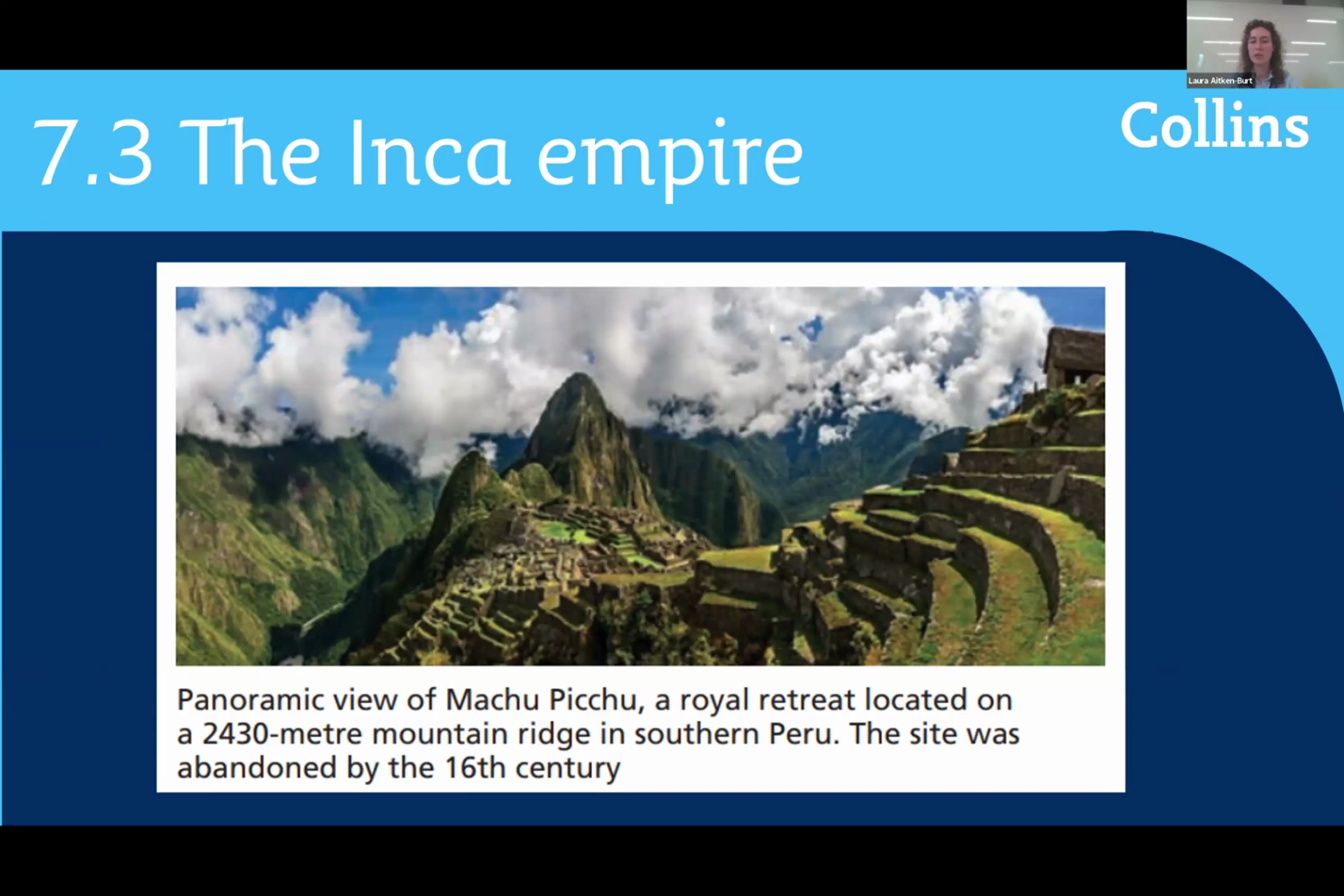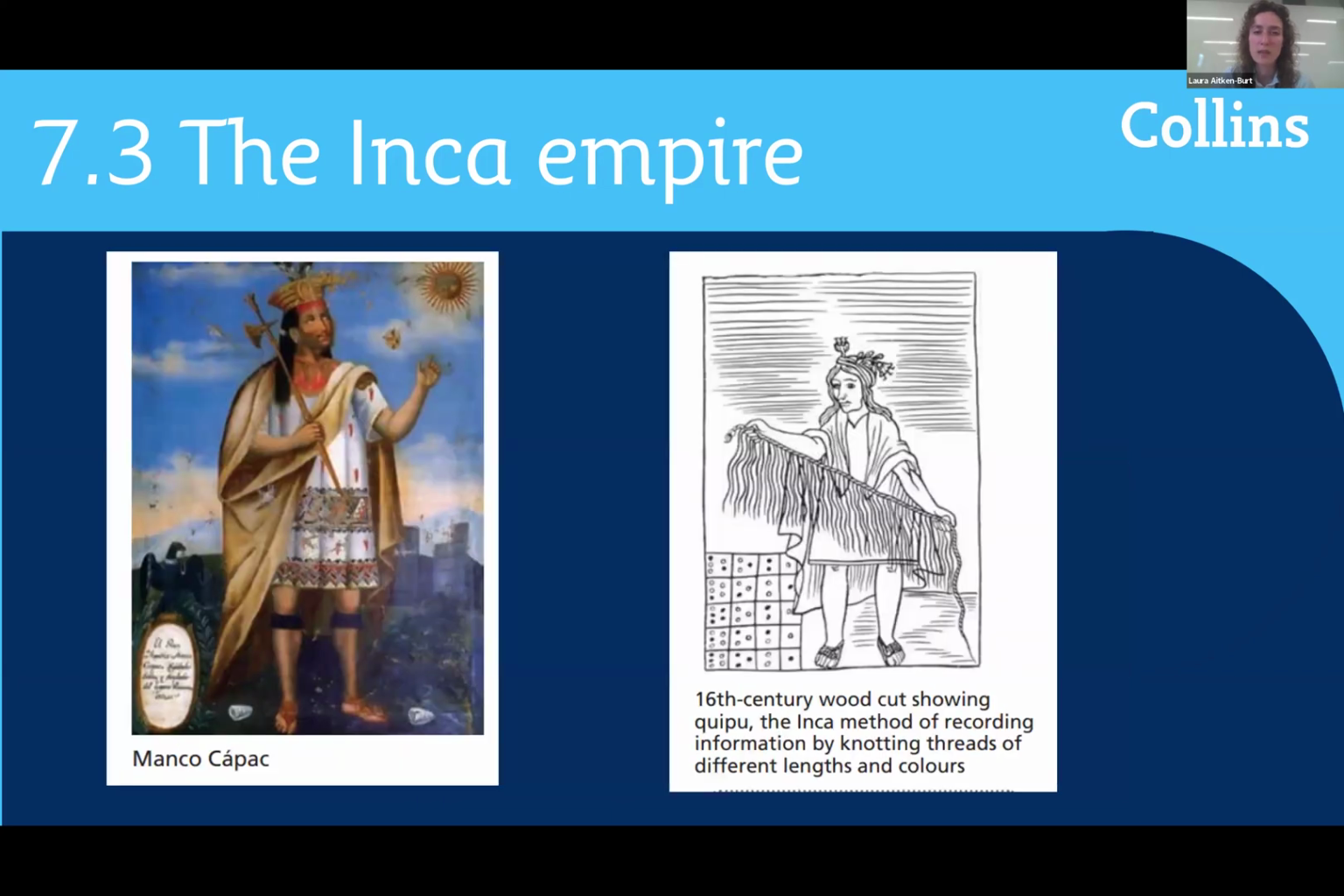So obviously Machu Picchu is a site, some people might have even been there, either teachers or students. But interestingly, this was already abandoned by the time that the Spanish got there. It seems like it was some kind of palatial residence. It wasn't really a place where loads and loads of people lived in the Inca Empire. Really, the capital is Cusco. And there's an artist reconstruction of the Quipu and Manco Capac, who was the first Sapa Inca of the Inca Empire.